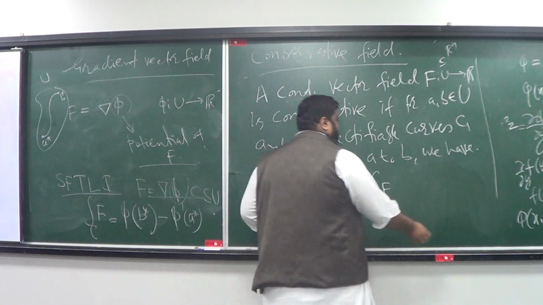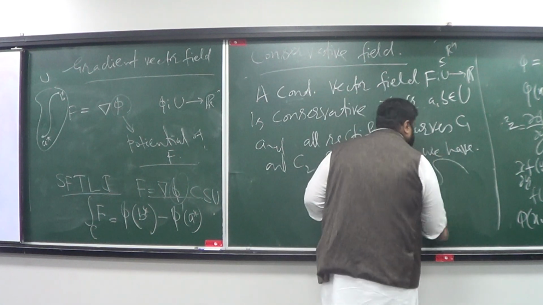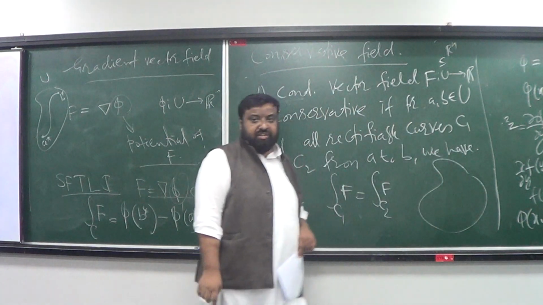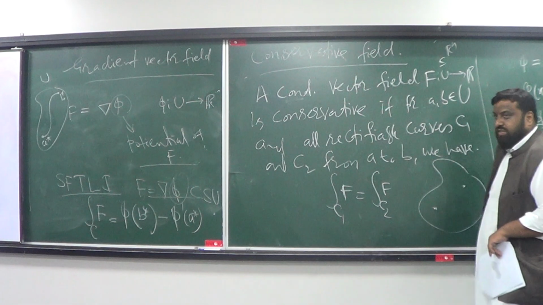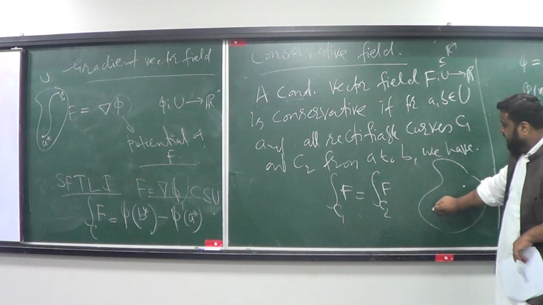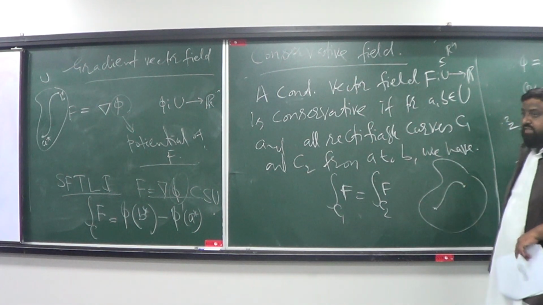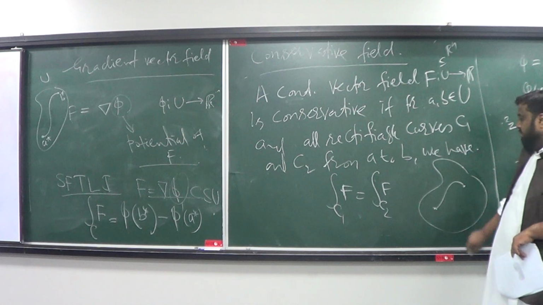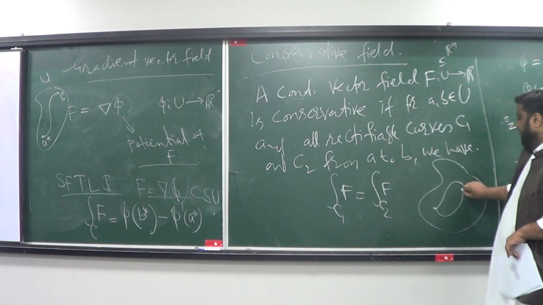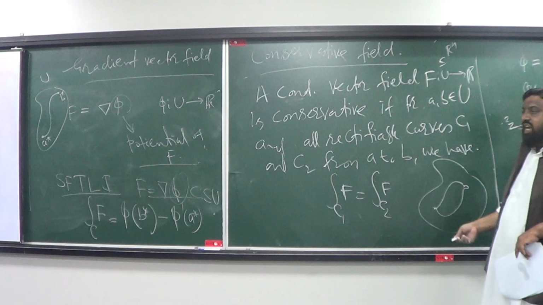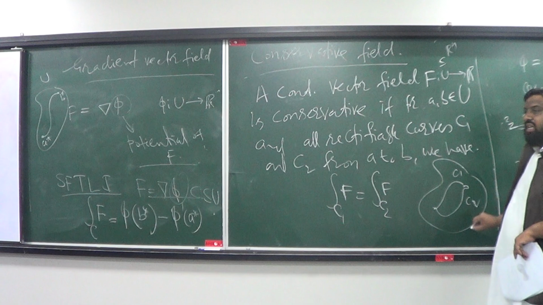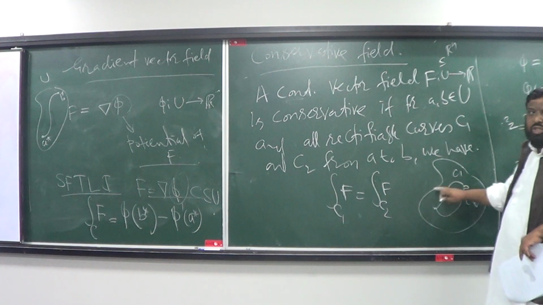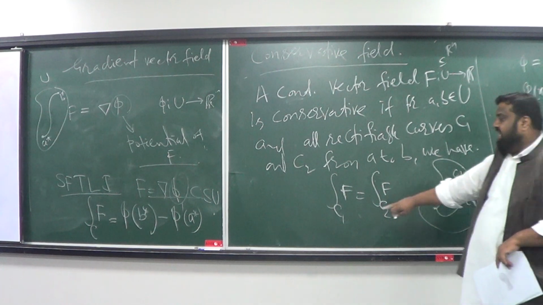So what does this definition say? This is saying if this is the domain of the vector field, and you take two points of this domain, and you join these two points through any rectifiable curve, take this rectifiable curve and take this rectifiable curve, and you compute the integral along both curves, you will see that no matter what path you take, their integrals are the same.